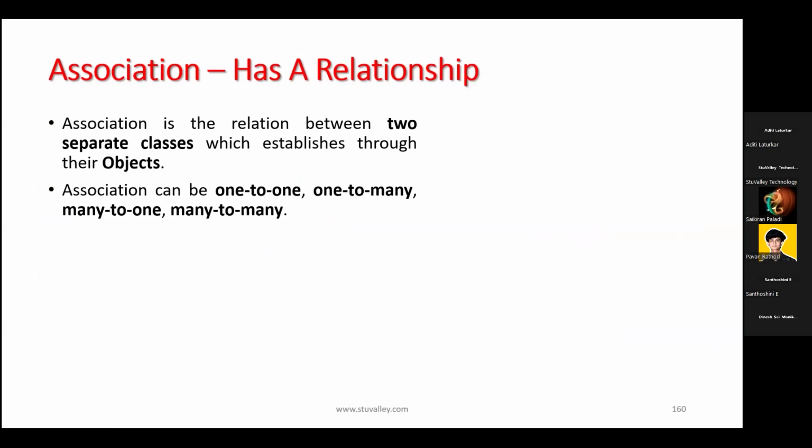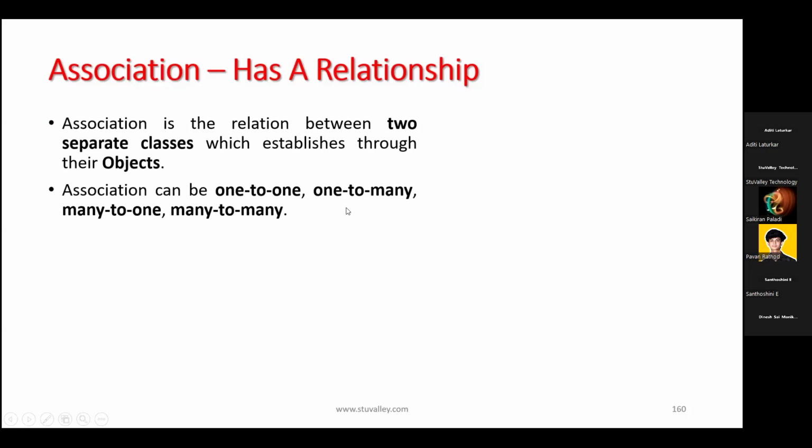Association is the relationship between two separate classes which is established through their objects. We establish the connection between two different classes using the objects of those classes. That is known as association. Association can be one-to-one, one-to-many, many-to-one, or many-to-many. These relationships are used in SQL tables also. If you understand this association concept here, you will be able to understand the relationship concept in SQL also.